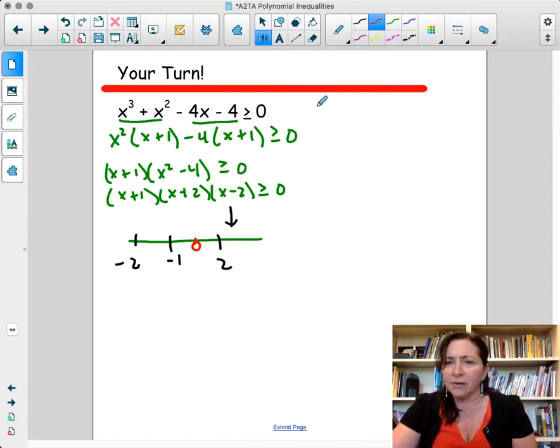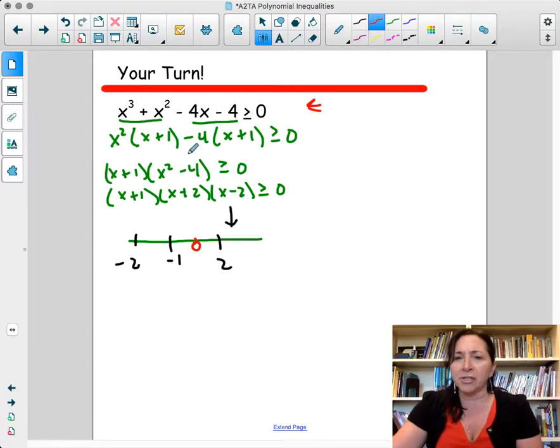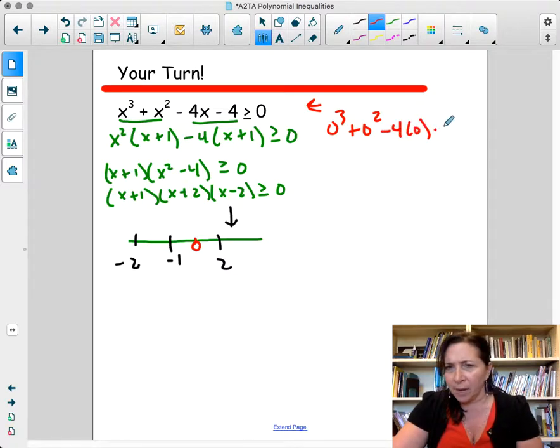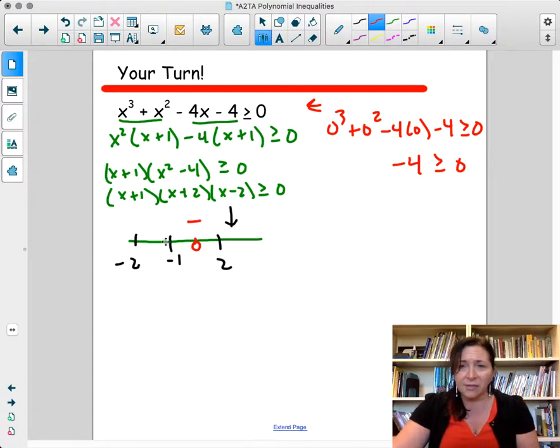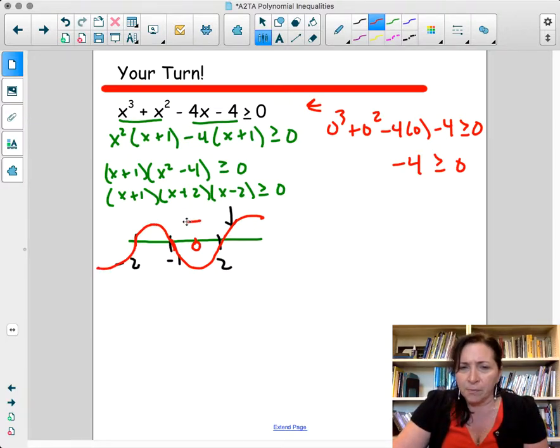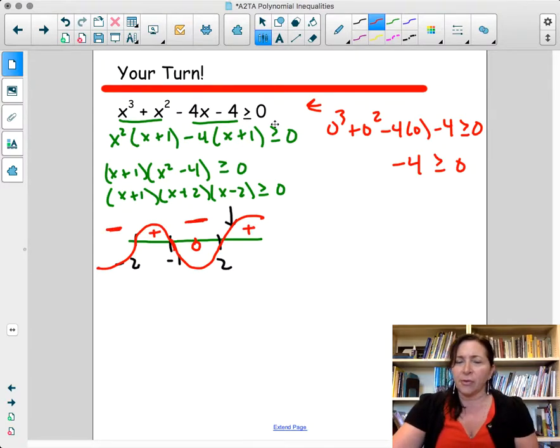So I'm going to plug it into the original equation. My original equation is going to be 0 cubed plus 0 squared minus 4 times 0 minus 4 greater than or equal to 0. So basically, is -4 greater than or equal to 0? No, -4 is not. So therefore, this is false. It is not greater than 0. It is less than 0. So we're going to go up like this, this is going to go down this way. So that's not true. This is true. This is true. This is not true.